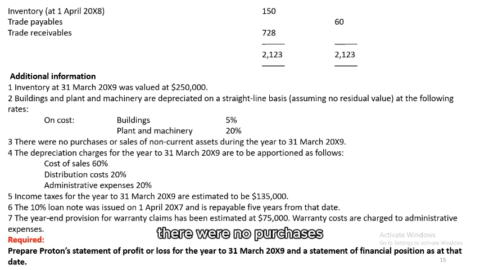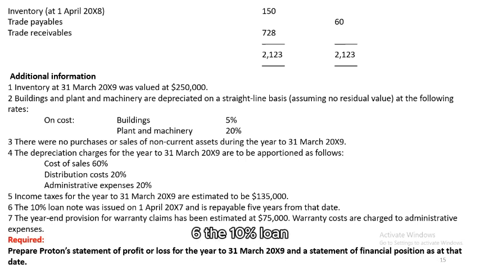Three, there were no purchases or sales of non-current assets during the year to March 31, 2009. Four, the depreciation charges for the year to March 31, 2009 are to be apportioned as follows: cost of sales 60%, distribution costs 20%, administrative expenses 20%. Five, income taxes for the year to March 31, 2009 are estimated to be $135,000.